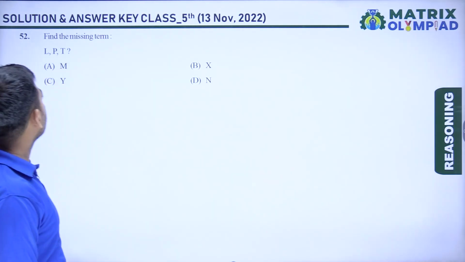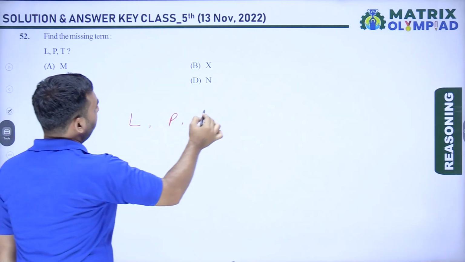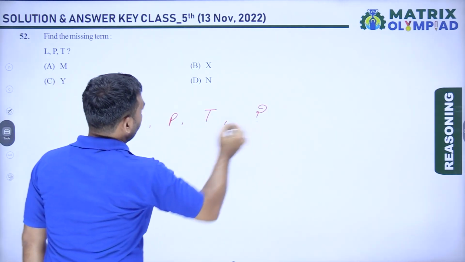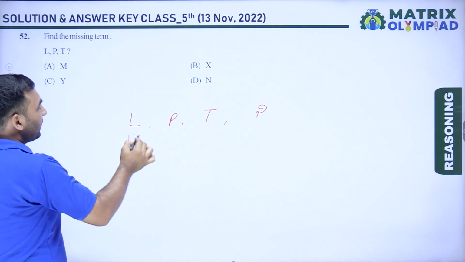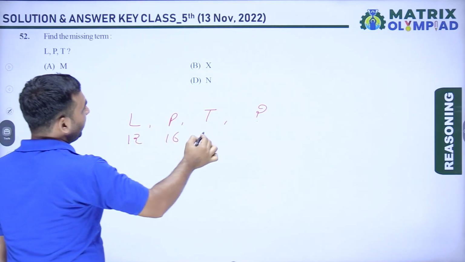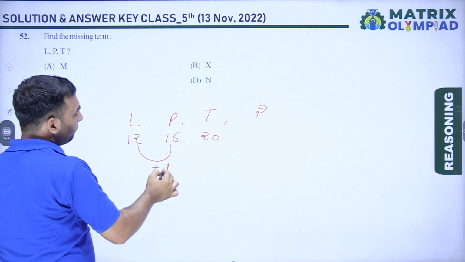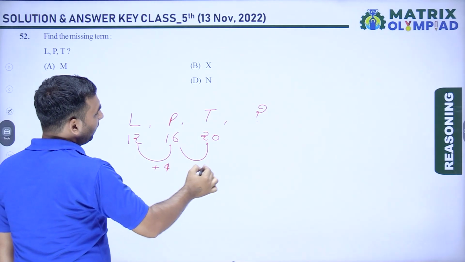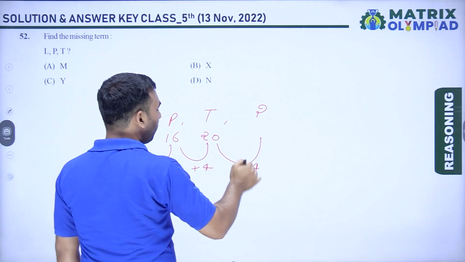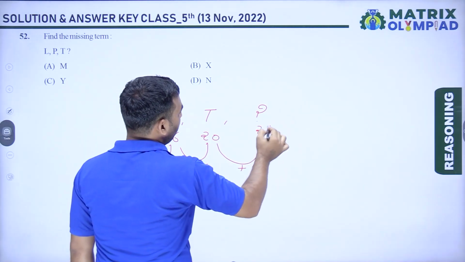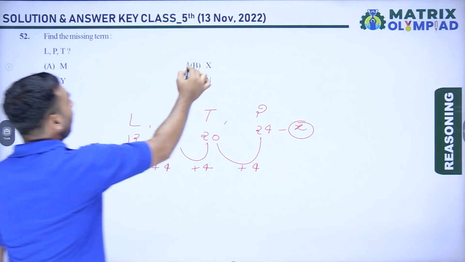Next question is, find the missing term. Our series is L, P, T. If we note the numbers of these letters, L is 12, P is 16, T is 20. 12 plus 4 is 16, 16 plus 4 is 20. What will we add? Plus 4. If we add 4 to 20, our number is 24. 24 denotes X. Our answer is option B.